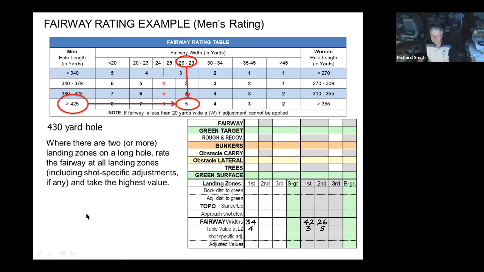Okay. So when there's 2 or more landing zones on a long hole, we rate it and take the highest value. That's going to come into effect here. But first of all, there's only 1 for scratch, of course, so that was a 4. But the higher of these 2 here is the 5, so it's the 5 that we put up into our final answer section.